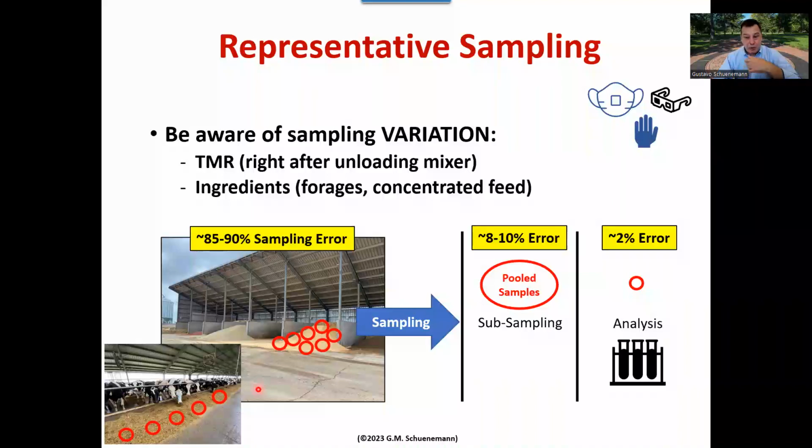What is the protocol for sampling? Many of the labs, and I have some resources, already provide an explanation on how you collect, and many farms that I work with already have the protocol on how to collect this sample, right? So you collect the sample. Once you collect, you pool the sample, right? And here is a little bit of variation also, 8–10% of the error in that pooled sample.